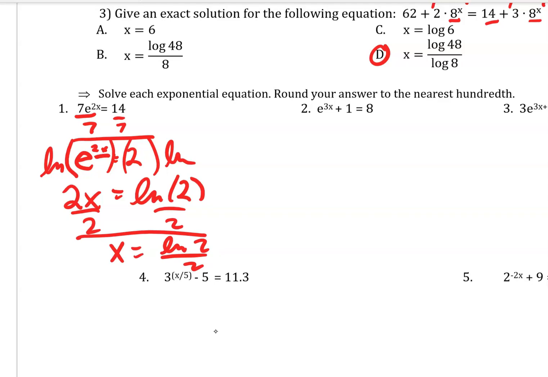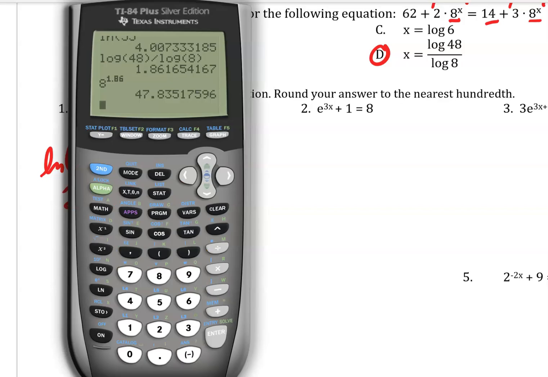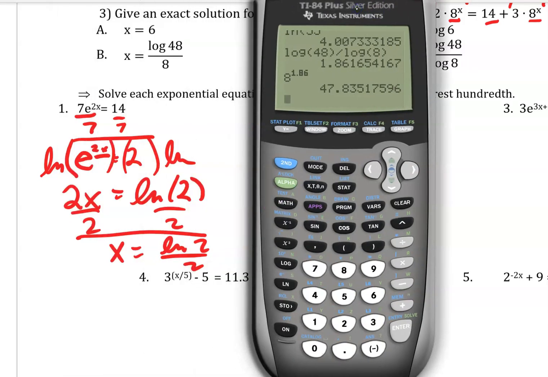ln of 2 divided by 2, we'll throw that in the calculator. Natural log of 2 divided by 2. 0.35, we're going to round up.